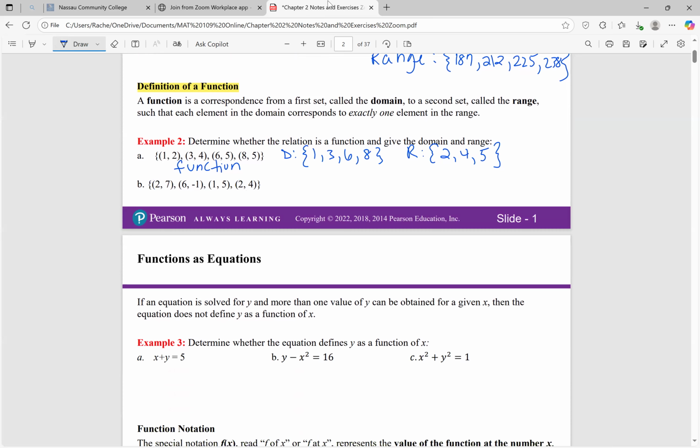And we'll do an arrow diagram again, because I think sometimes it's easy to see it with the arrows. For x, we have 2, 6, 1, and 2 again, right? And then for y, I have 7, -1, 5, and 4. So 2 points to 7, 6 points to -1, 1 points to 5, and then 2 also points to 4. So you see how 2 has 2 arrows coming out of it. It's pointing to 2 different y values. So this relation does not represent a function.